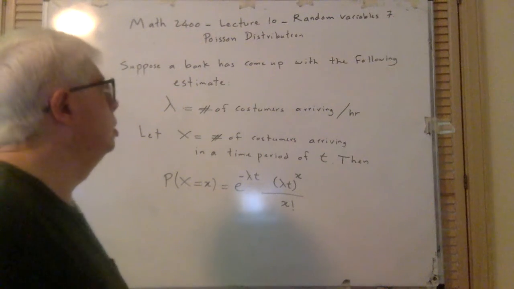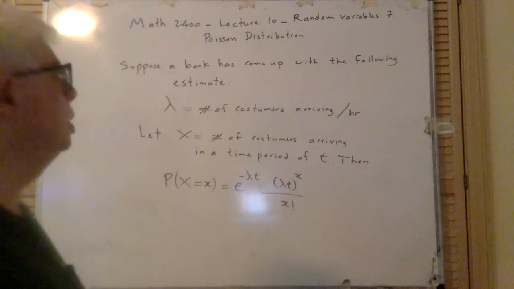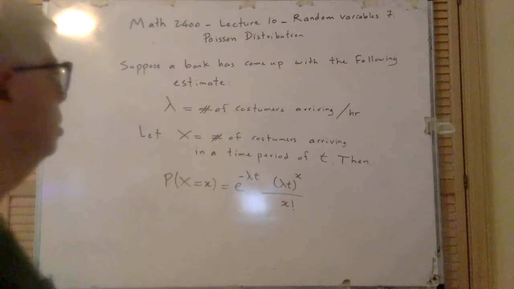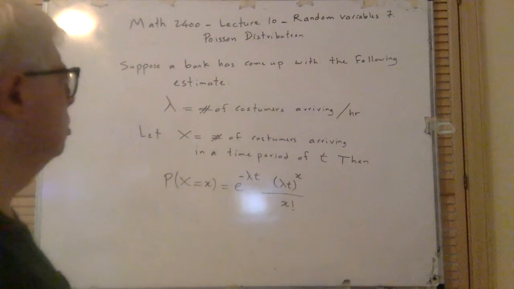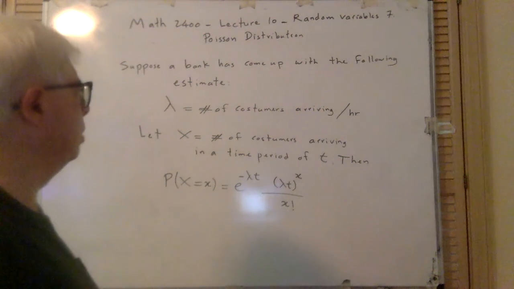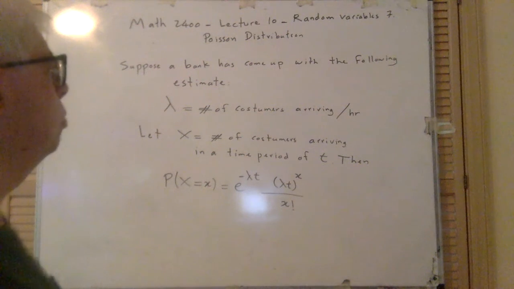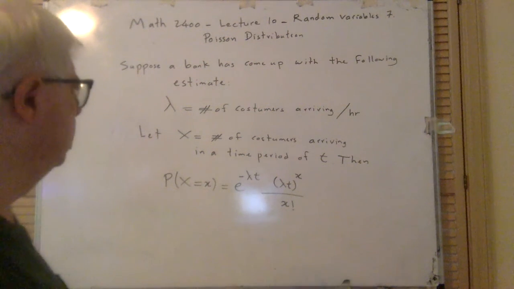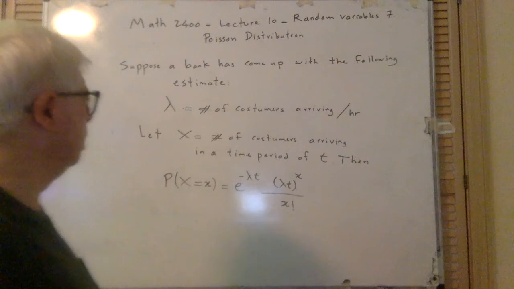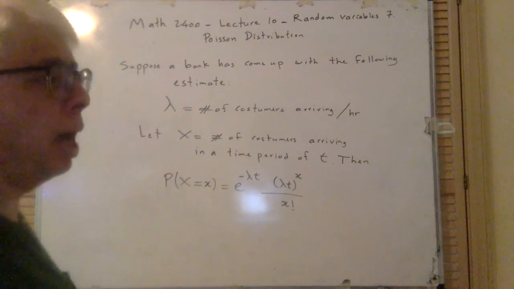Okay, so Math 2400, Lecture 10, Random Variable 7, Poisson distribution. Well, let's start with an example. Suppose a bank has come up with the following estimate. Lambda equals number of customers arriving per hour.